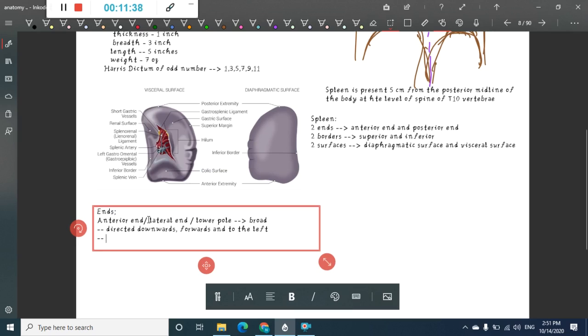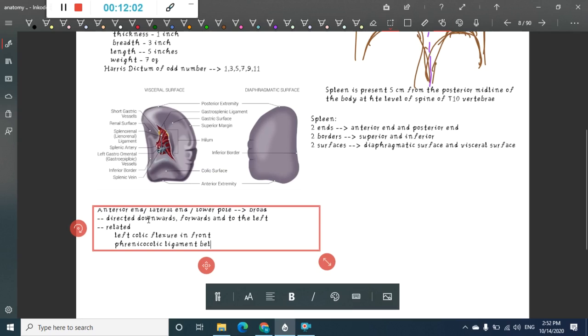And what about the relations? It is related to the left colic flexure in front, and it is related to the phrenicocolic ligament below. Then we have the next end, which is called the posterior end. This end is also called the medial end, or we can also call it the upper pole.